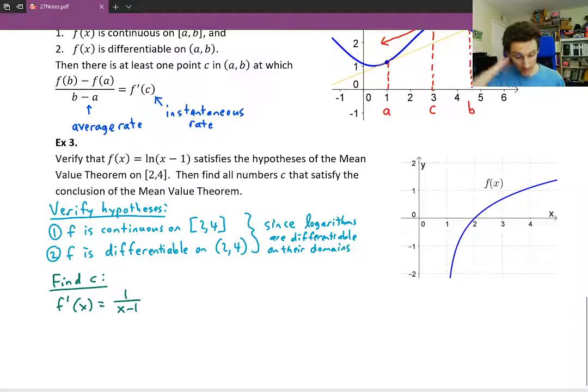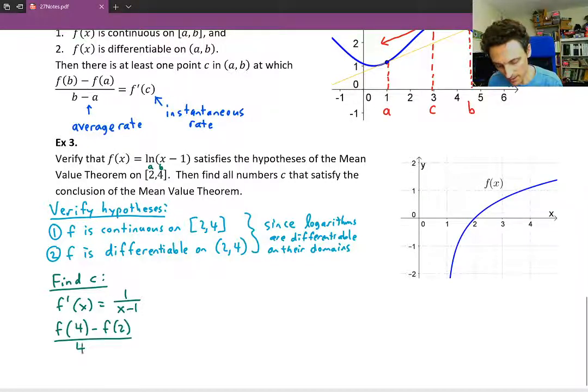Okay, and now we're going to write the conclusion of the mean value theorem and figure out the values of C that make that conclusion true. So here, I'll just label, this is A and this is B. A is 2 and B is 4. So when we write f of B minus f of A over B minus A, that's what it looks like: f of 4 minus f of 2 over 4 minus 2. So this should equal f prime of C.